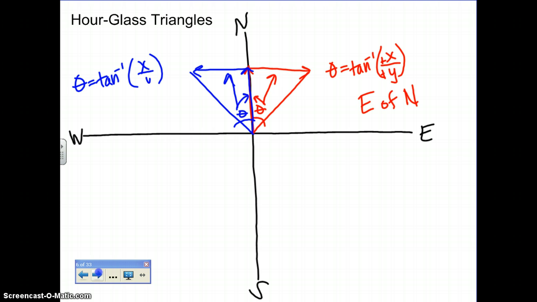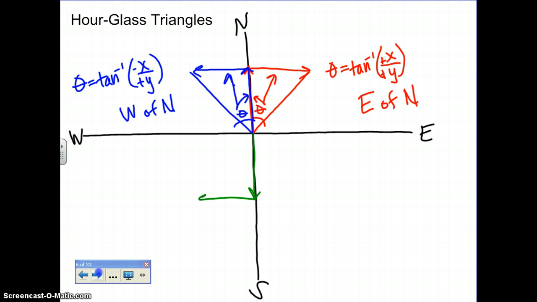Okay, so which one is opposite over adjacent? That is x over y. But how is your x traveling? Negatively. How's your y traveling? Positively. Okay, don't forget those signs. What would this second quadrant be called? Name it. It'd be called west of north. West of north. Cool.